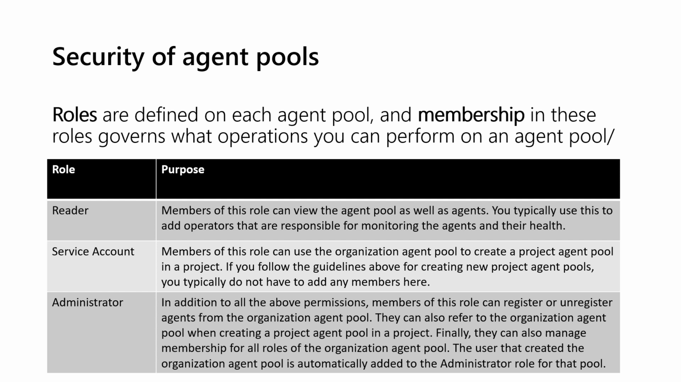Agent pool security. In Azure Pipelines, roles are defined on each agent pool. The membership in these roles governs what operations you can perform on the agent pool. The All agent pools node in the agent pools tab is used to control the security of all organization agent pools. Role membership for individual organization agent pools is automatically inherited from those of the All agent pools node.